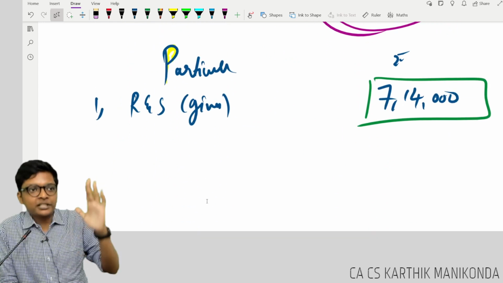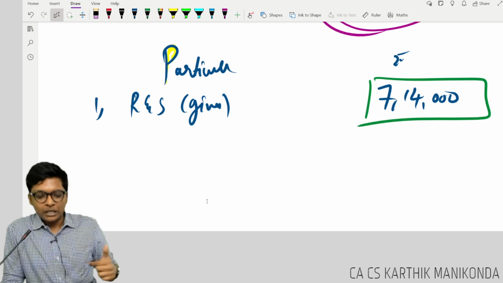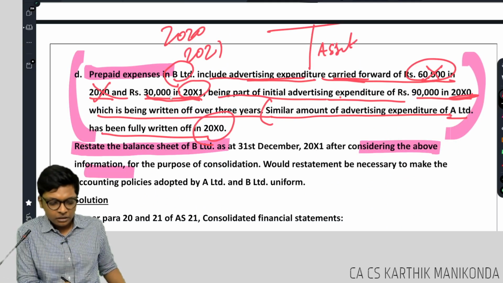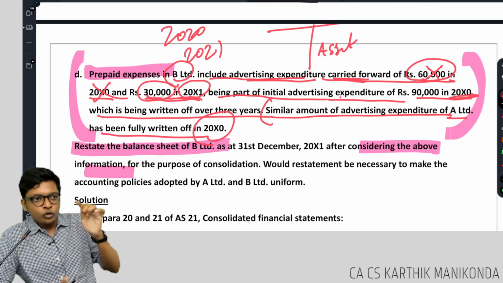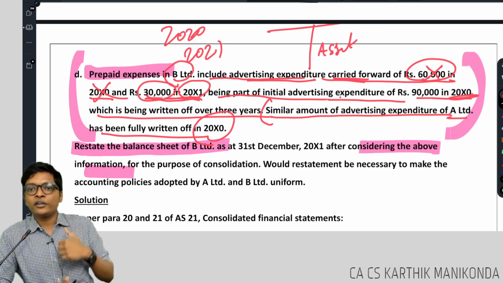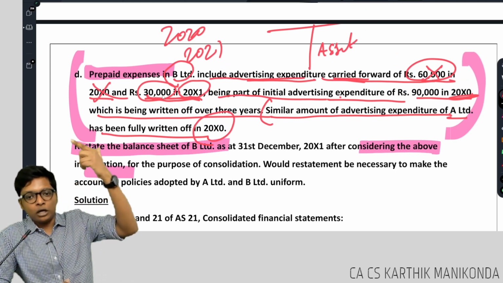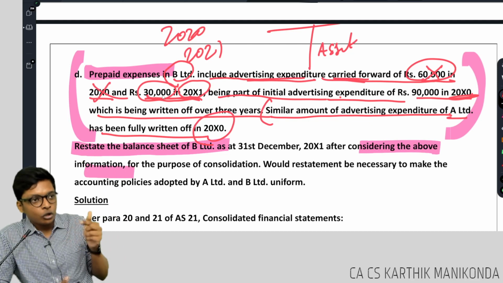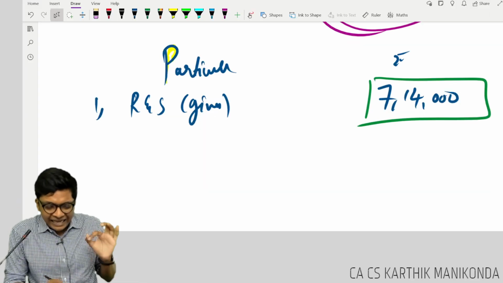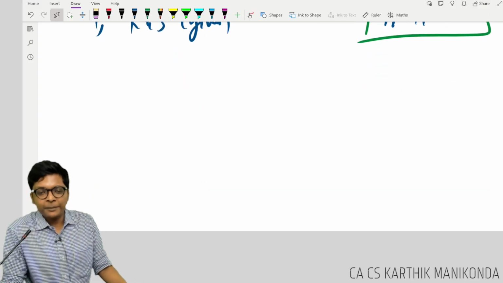Write off fully now itself. I can't carry forward. How much am I having in the balance sheet? 30. Not allowed. I have to write off now itself. Are you following? Because my holding already wrote off, I should also write off. What is the entry for writing off prepaid expense?